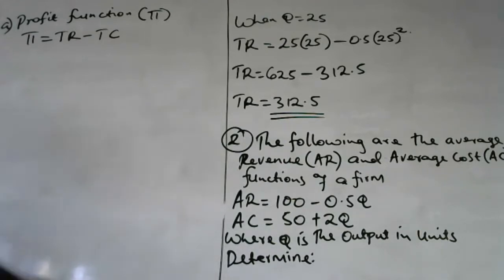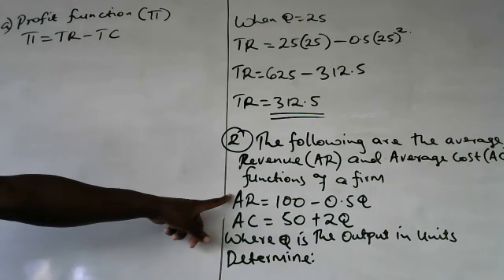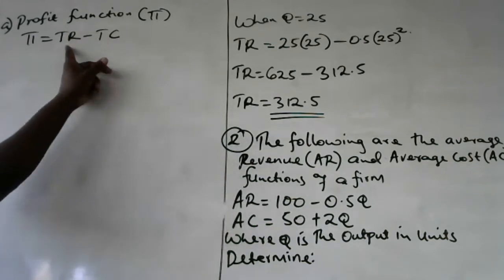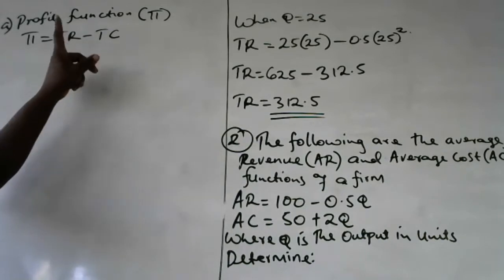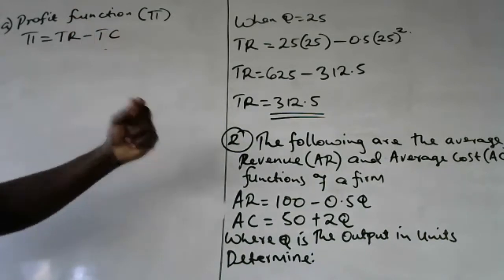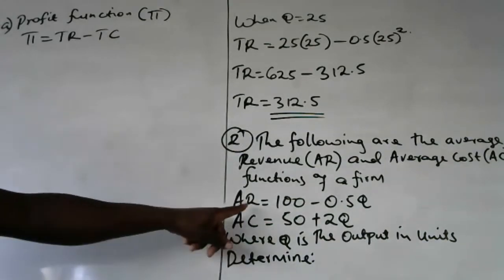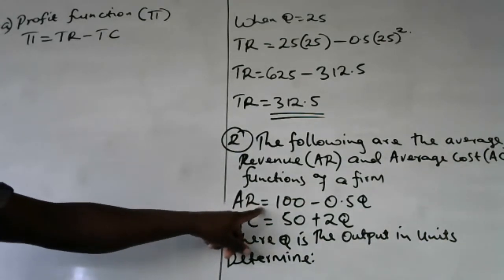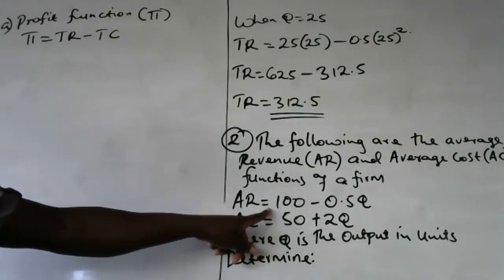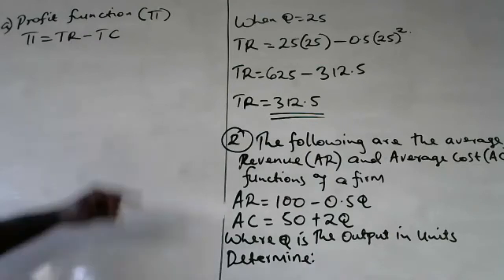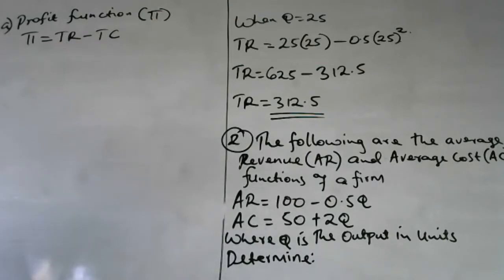But note here, whatever we have been given is the average revenue and average cost, and what the formula requires is the total revenue and total cost. So it is your responsibility to know how to get the total revenue when I'm given the average revenue.